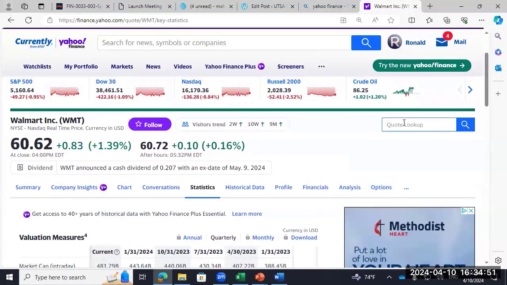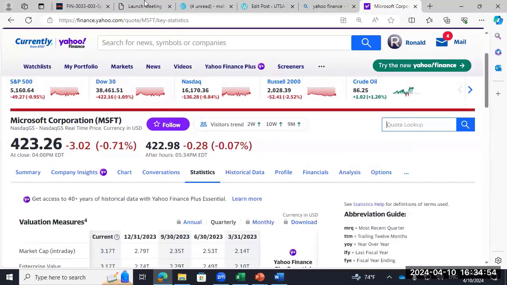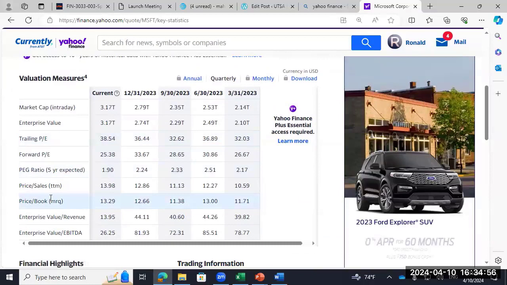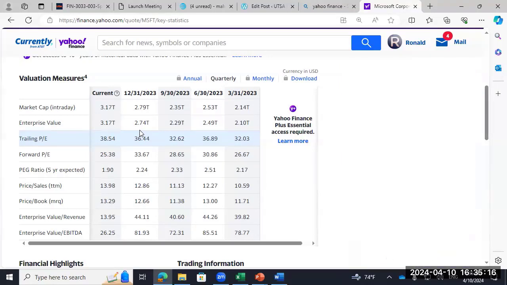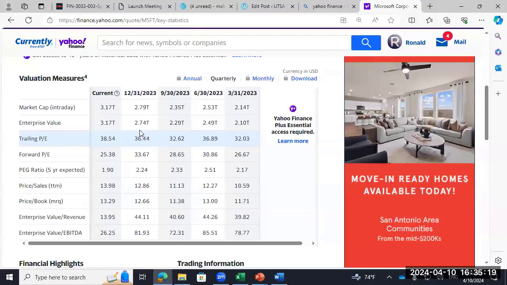So let's look at Microsoft. What do you notice with Microsoft? Enterprise value is lower. How is that possible? Any guesses? What adjustment do they make? Not taxes. What does Microsoft have? A whole lot of cash. Enterprise value, the way they calculate it, is the stock value plus the debt minus cash. Right? So Microsoft has more cash than they have debt, so their enterprise value is lower.